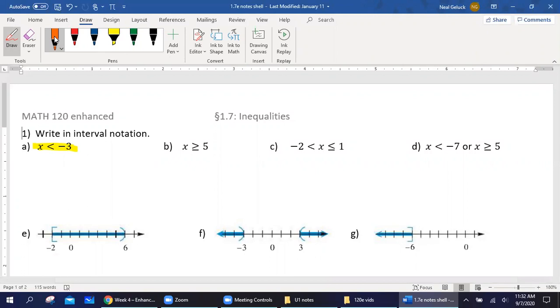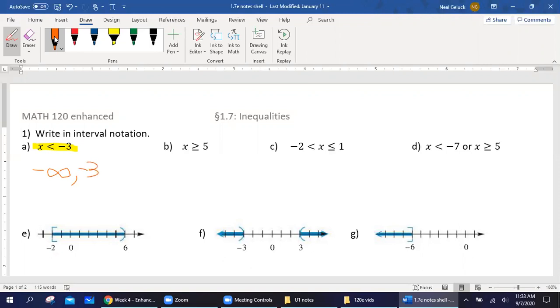So for 1a, x is less than -3. This would mean everything left of -3. So it goes infinitely to the left. So the way we write that is we just write negative infinity. Then we always put a comma in our interval notation. And this is going to go to -3.